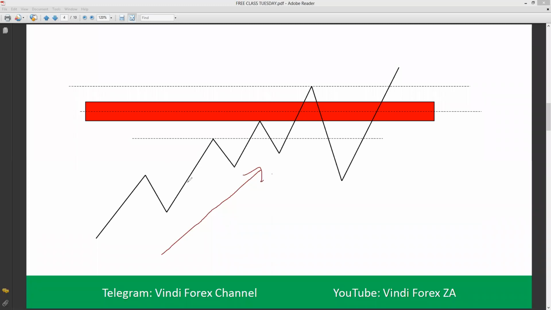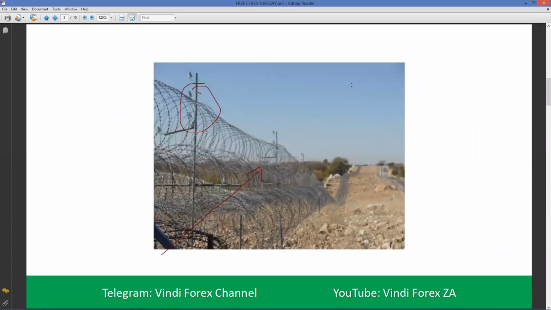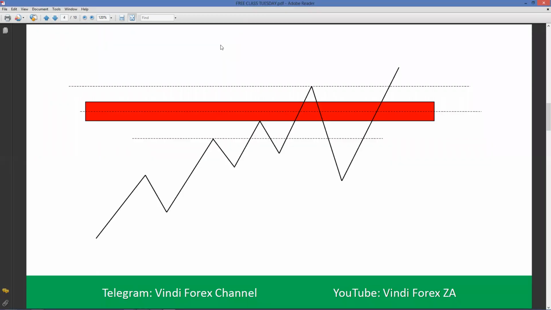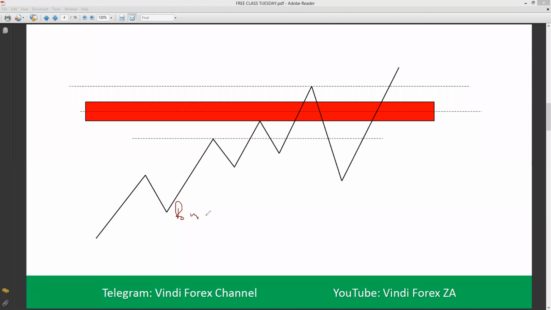But remember what I said. There are those who, when they see this structure, are going to chicken out. They're going to run away from the border. They're there and they're like, nah, I don't want to go to the other side of the border. Okay. So in this case, there are those who have buy orders already. When they see this zone, they're going to start scaling up. They're going to take their profits.